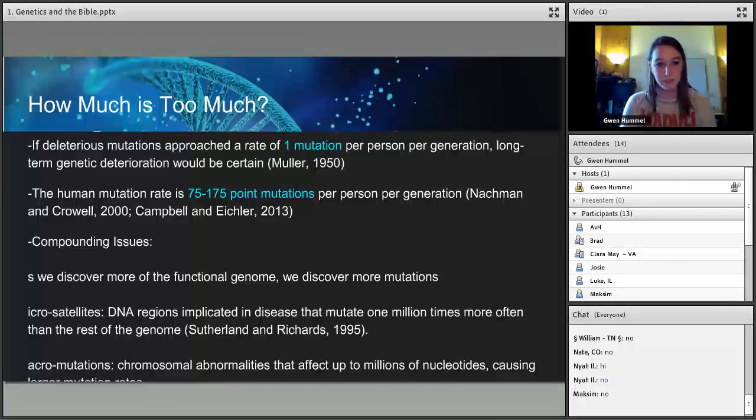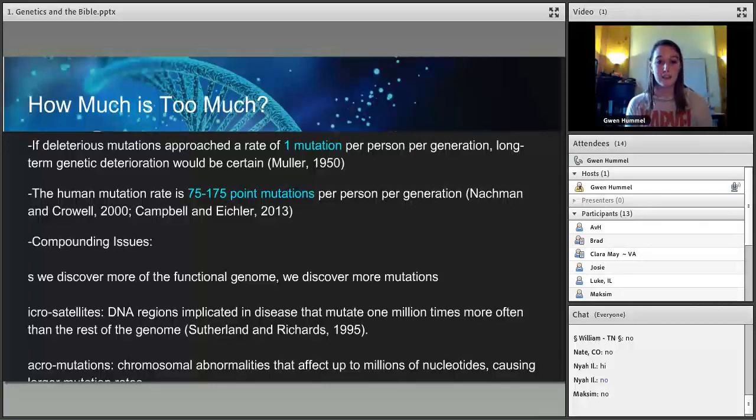So how much is too much? So if we have deleterious mutations and they approach the rate of 1 mutation per person per generation, so 1 mutation in all of you sitting there per generation, long-term genetic deterioration would be certain. And this was said by Mueller, who's actually one of the biggest guys that looked at genetics, and he said this in the 1950s. When he was looking at genetics and how quickly a population can decline, and this was a model he developed in plants, he said that 1 mutation per person per generation would lead to long-term deterioration of our whole genome. The human mutation rate is actually 75 to 175 point mutations per person per generation.